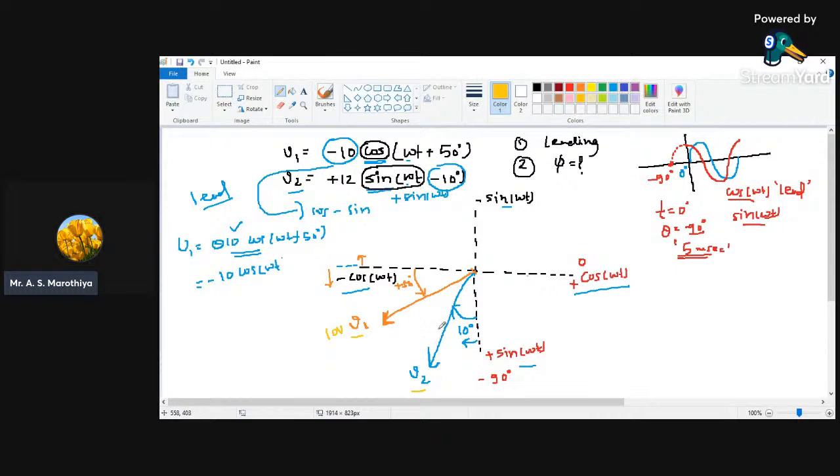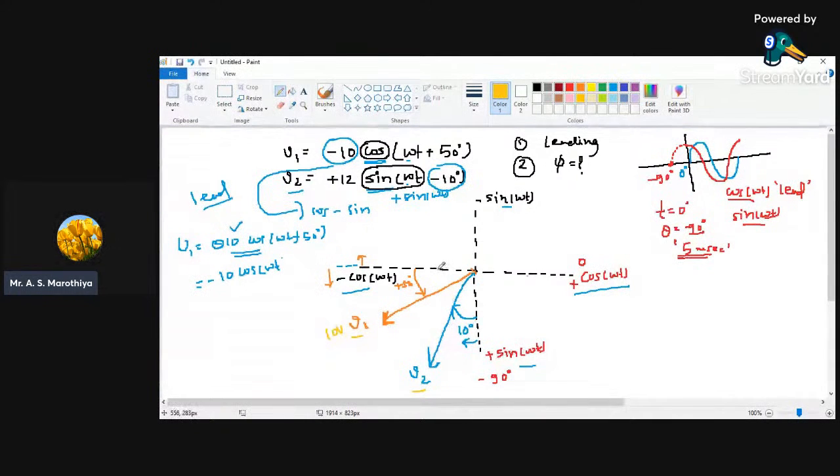Now our objective is to check out of these two quantities which is going to be the leading quantity. Now see here, if you take this as a reference, out of these two quantities, which is going to be available at the extreme anti-clockwise sense?